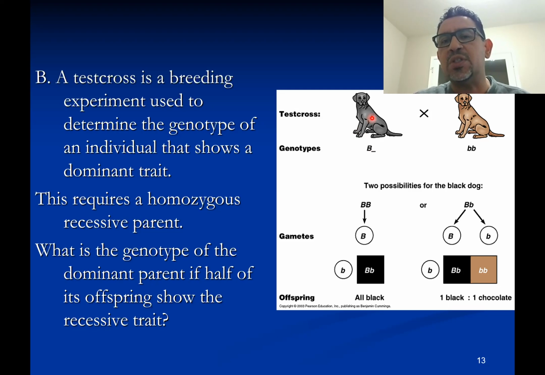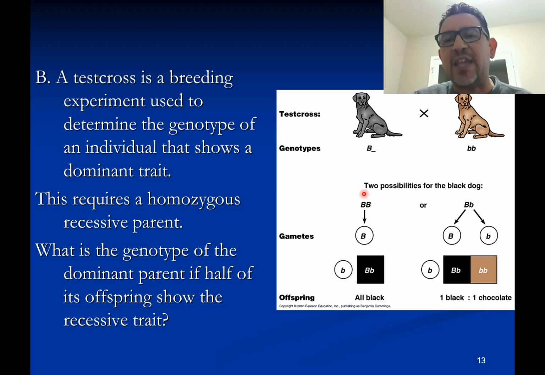Black coat dog. We don't know the genotype. Brown coat dog, yes, we know the genotype, homozygous recessive. So we've met this condition. Now what you have to do is allow the animals to breed and see the outcome. For this black coat dog, if it's a homozygous dominant, there's only one type of gamete that can be produced.